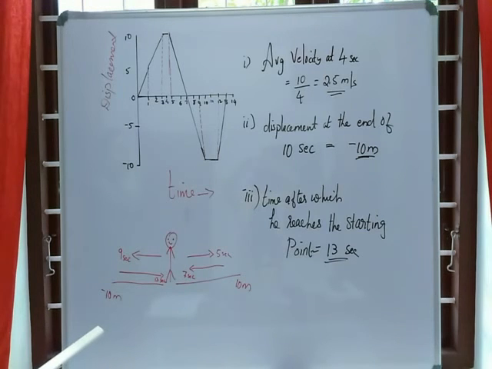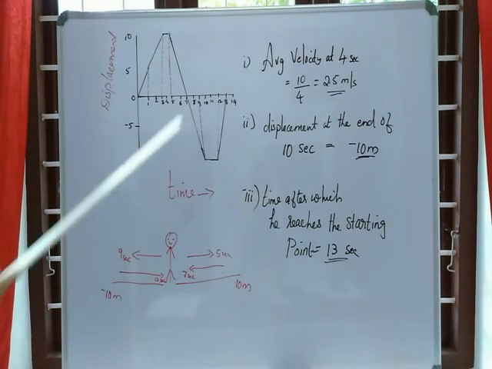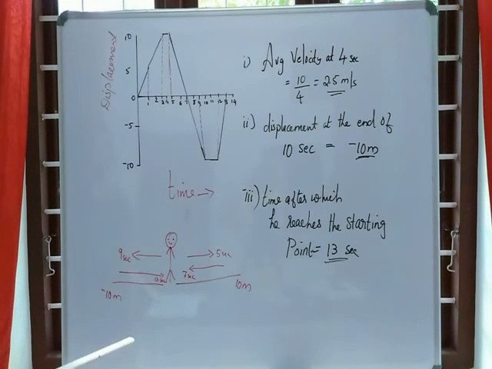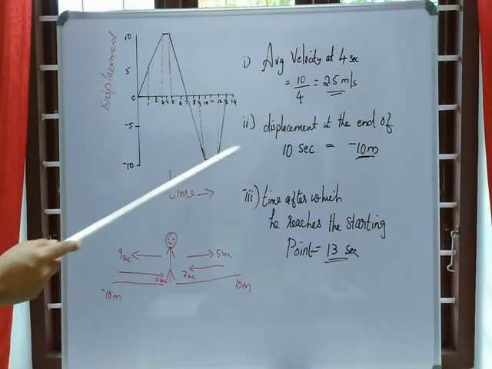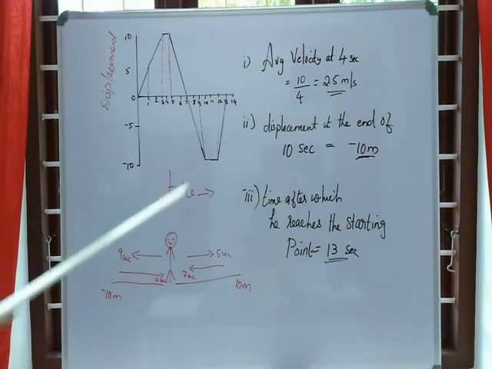Then the displacement at the end of the 10th second. At the end of the 10th second, where is the boy? Here the boy is at negative 10 meter. You don't need to do any calculation. At the end of the 10th second, you can see the displacement of the boy is negative 10.